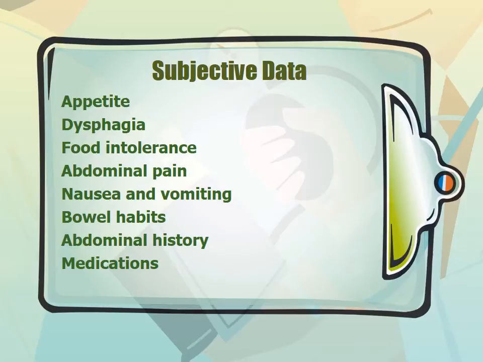Nausea and vomiting. Are they having any? How often do they have it? How much do they vomit? Is it their entire meal? Is it just digestive juices? So in other words, what color is it? Is there an odor to it? Of course, is there any blood in it?